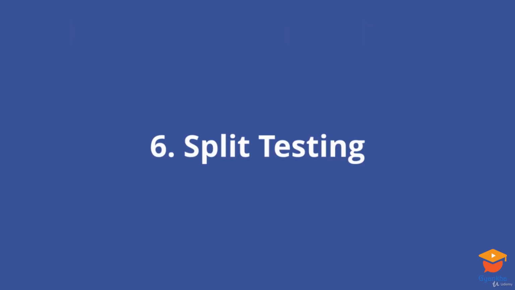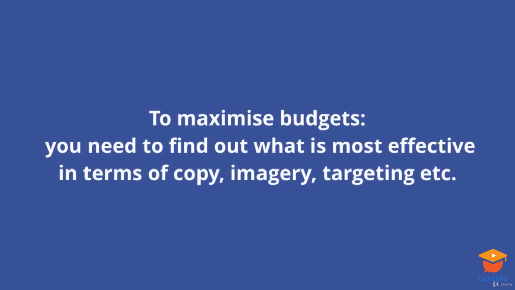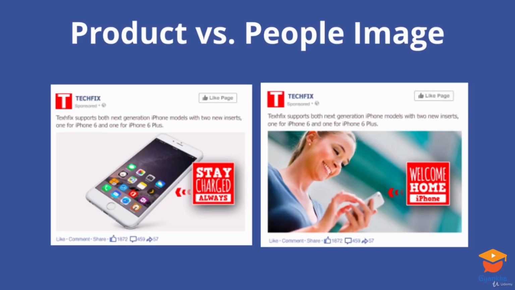Now, the 6th key to success with Facebook ads is split testing. And this is all about, if you want to maximize your budgets, you need to find out what is most effective in your ads in terms of copy, imagery, targeting, etc. So when you put out a campaign, you want to not only have just one ad, one image, and one audience that you're putting it out to, you want to really test different variables.